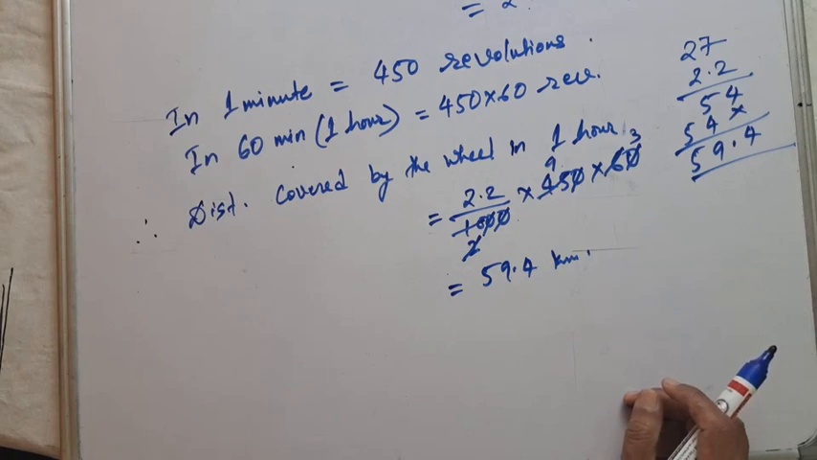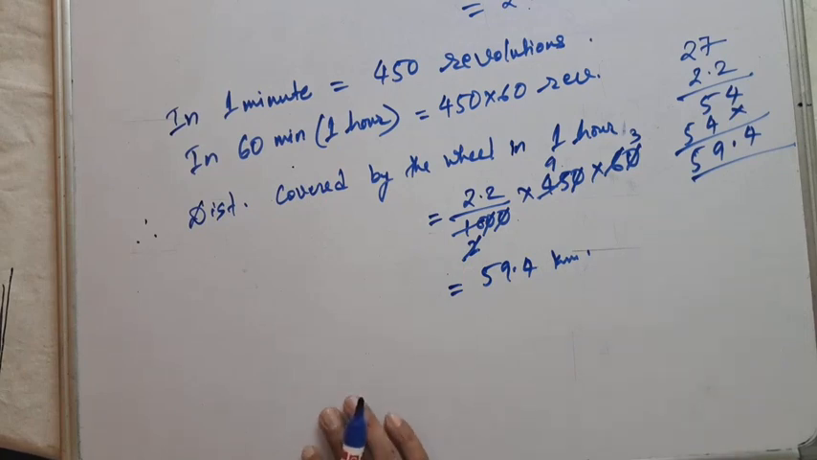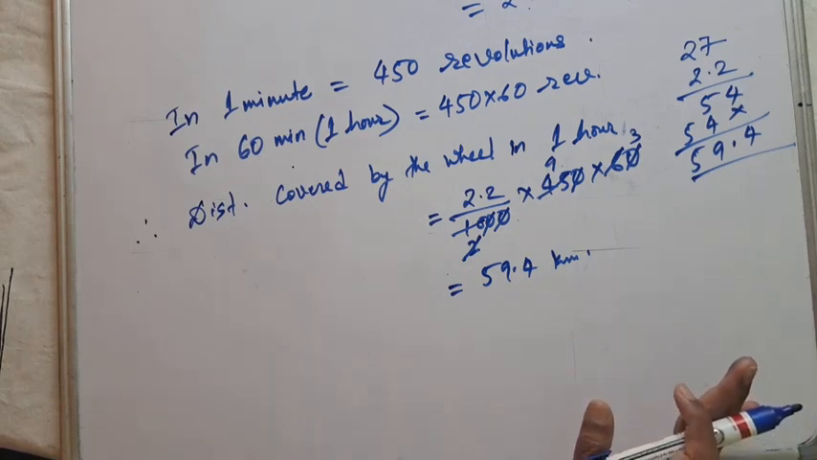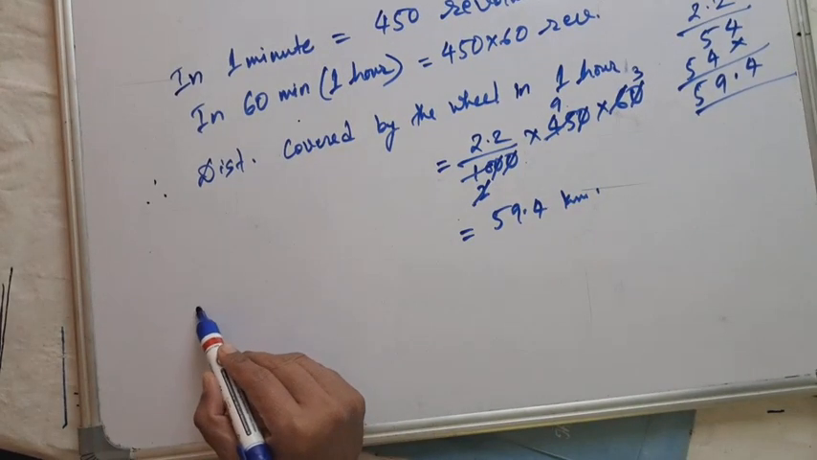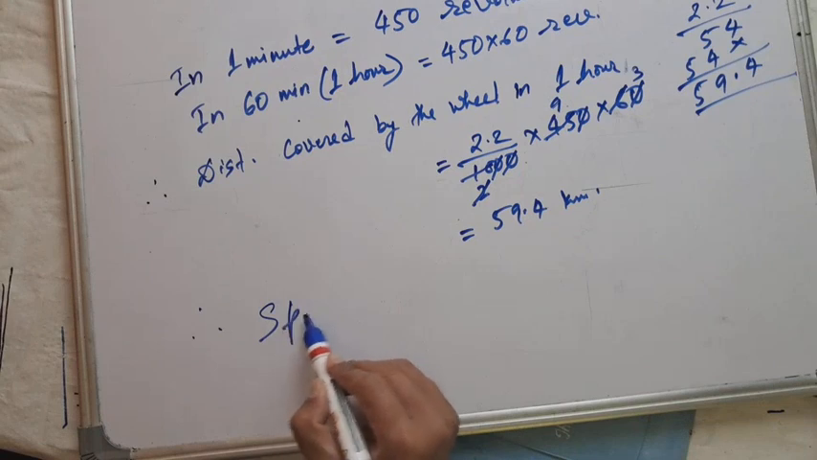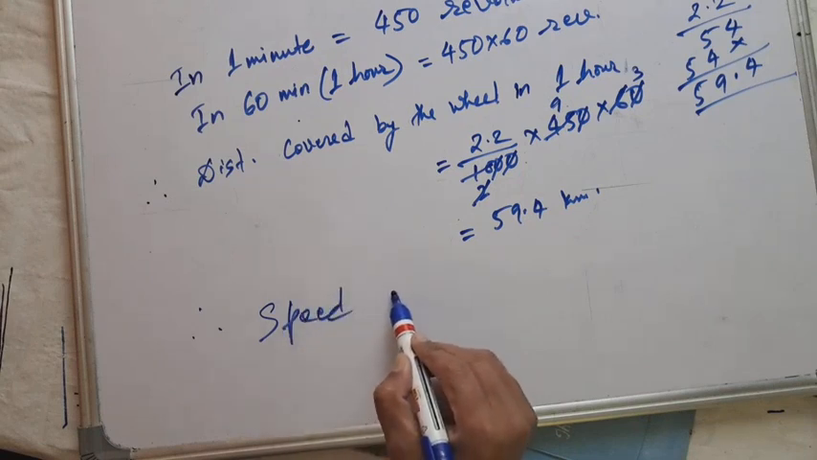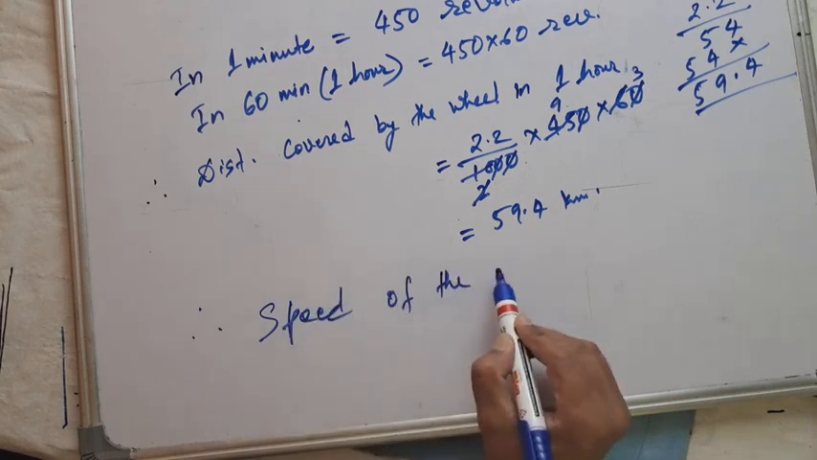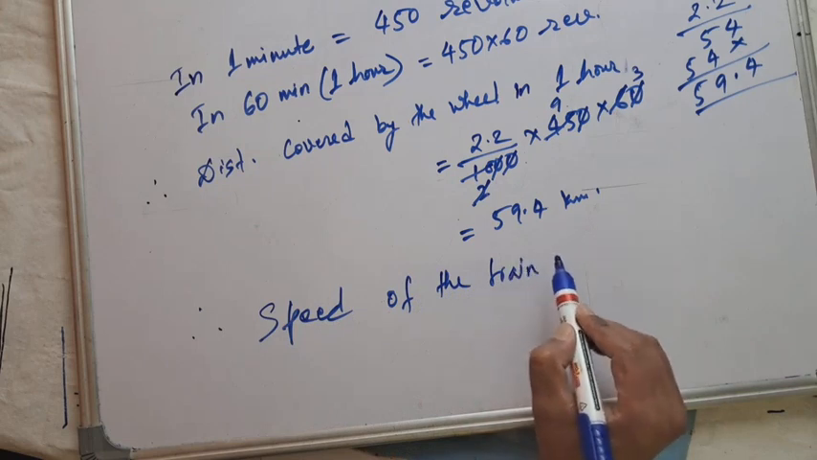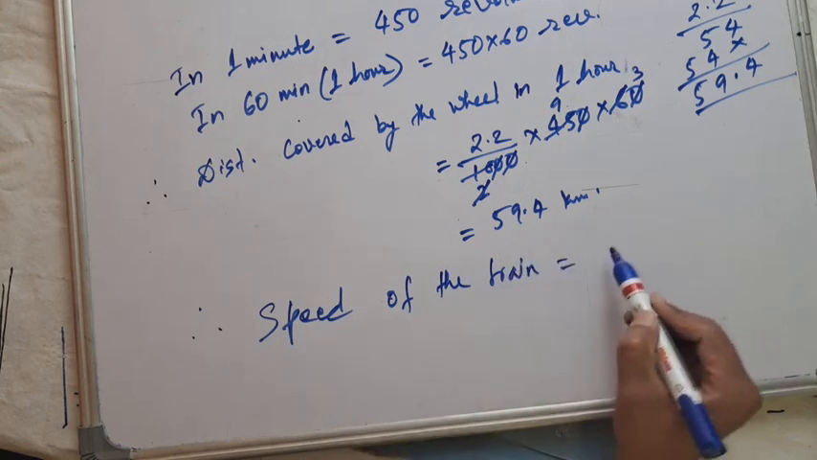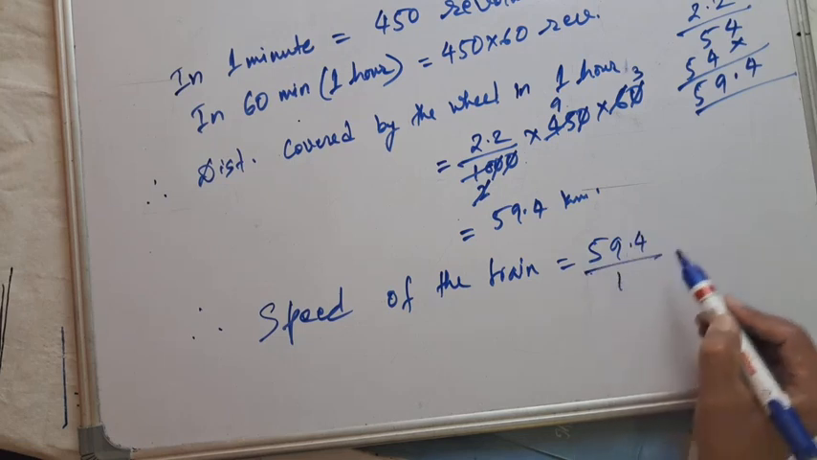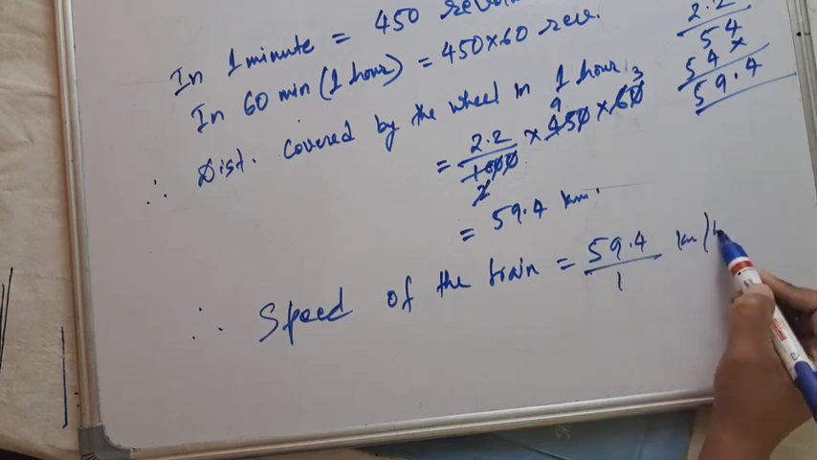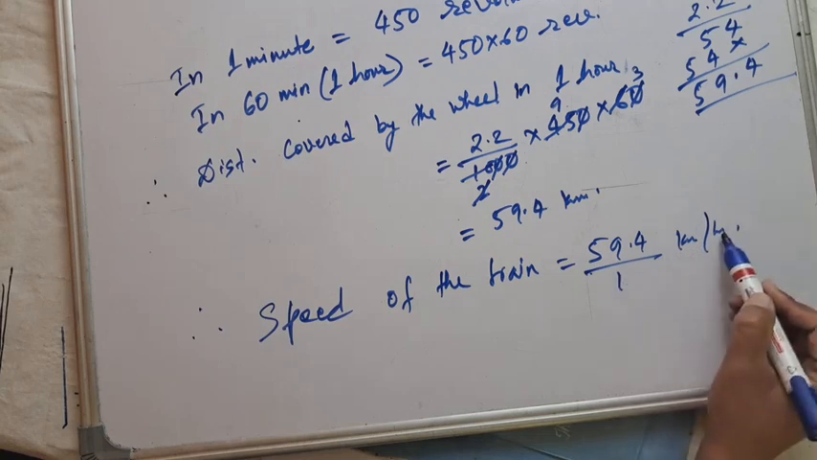Distance covered in 1 hour means speed of the train, isn't it? Because distance upon time is speed and time is 1 hour. So, therefore, we are asked to calculate the speed of the train, the speed or the velocity of the train, same thing. Speed of the train equals 59.4 divided by 1 kilometer per hour.